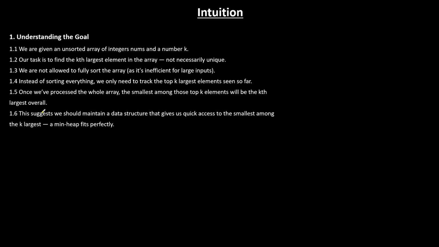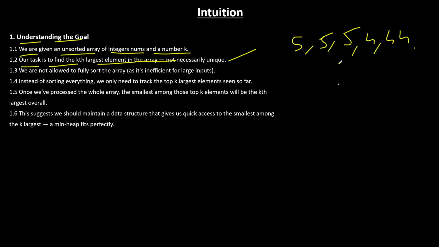To understand what the problem is asking, we should build up an intuition for the problem. So let's do it by understanding the goal first. We are given an unsorted array of integers, nums, and a number k. Our task is to find the kth largest element in the array, not necessarily unique. It does not have to be unique. Suppose there are 5, 5, 5 and 4, 4, 4, and I'm asked to find the fifth largest element, where k is 5.